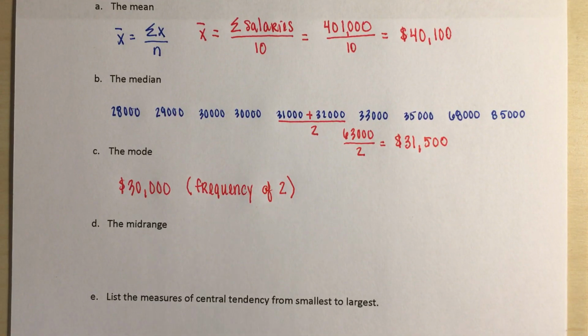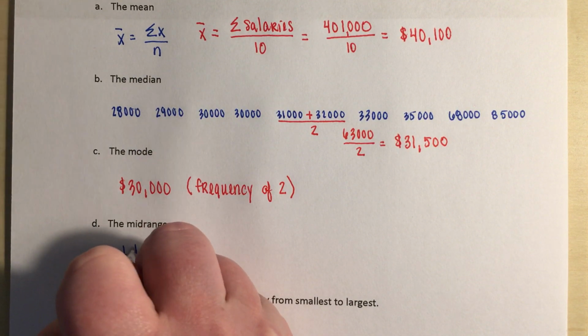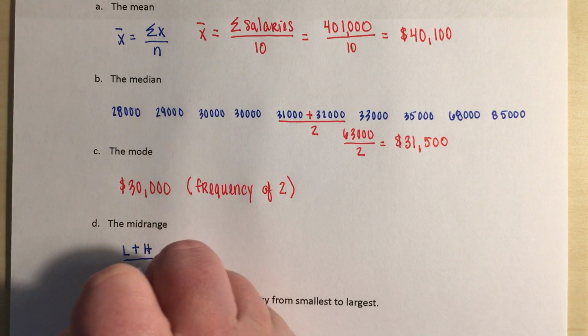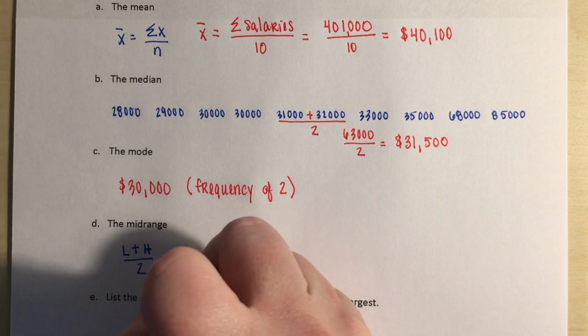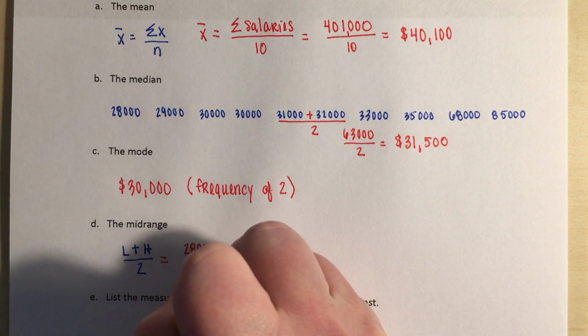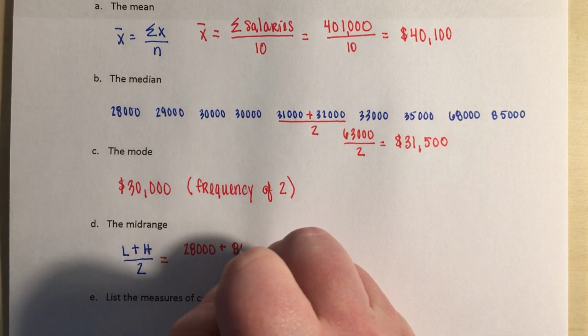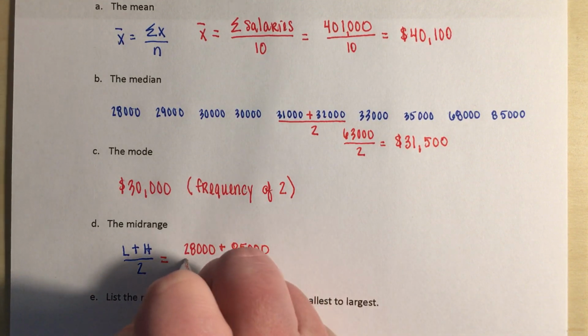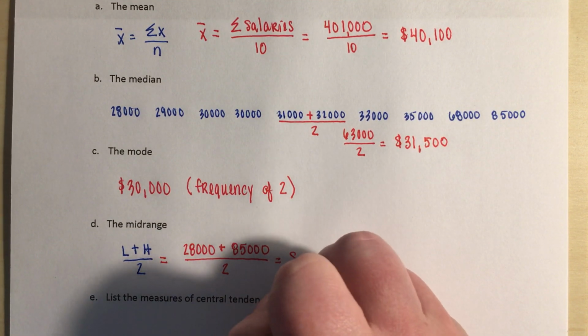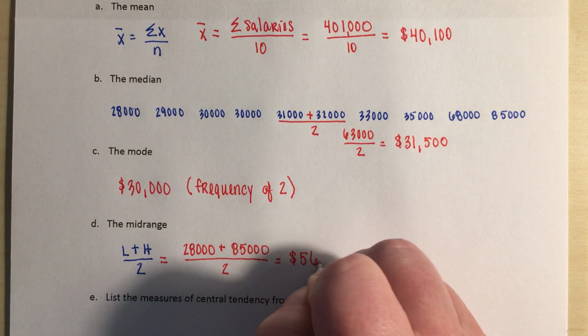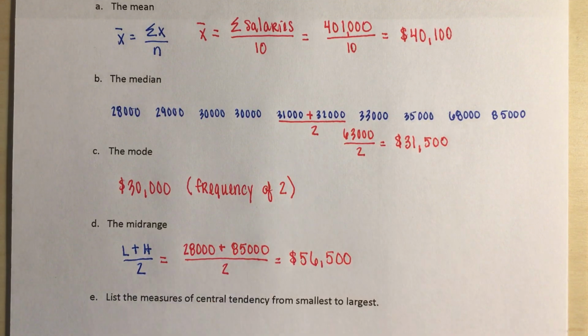Right, the mid-range, remember we take our lowest value plus our highest value and divide it by 2. Right, so again, once we have things ranked using our median, it's really easy to pick out our lowest value and our highest value. So 28,000 plus 85,000 divided by 2. All right, this is going to give us 56,500.